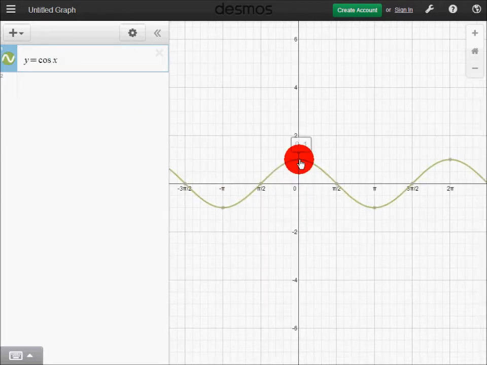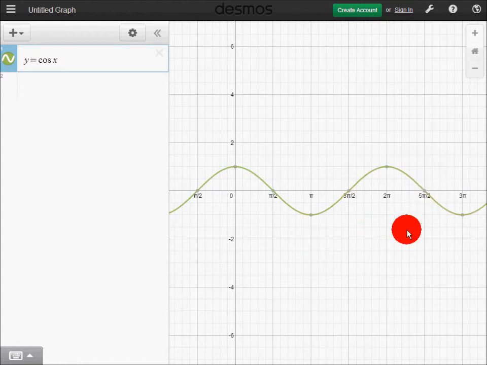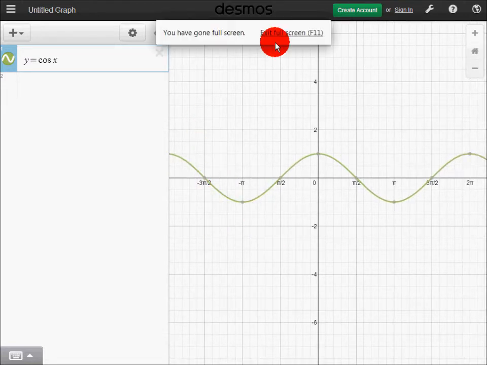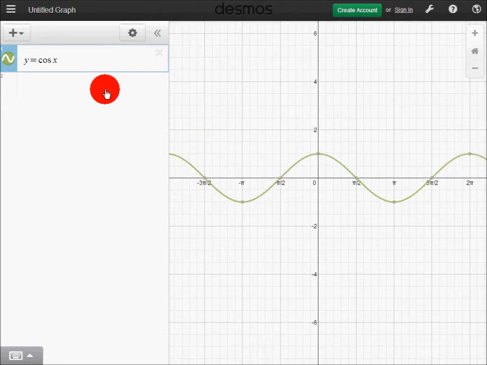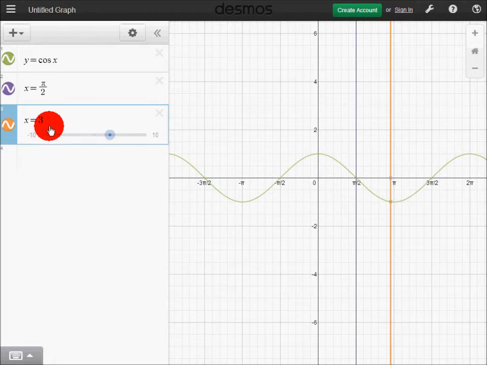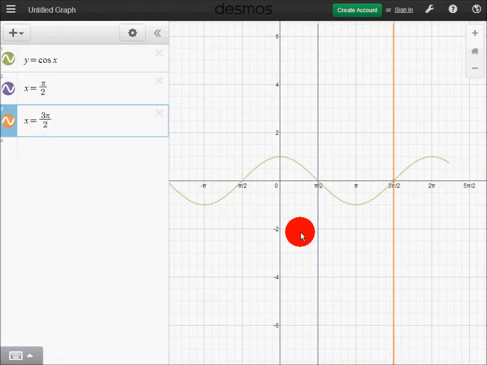So you can see cosine is 0 at pi over 2, at 3 pi over 2. If we moved over, at 5 pi over 2. We're going backwards, negative pi over 2, negative 3 pi over 2. So at these points, you are going to have asymptotes. For example, if you want to graph the asymptotes first, that's a good idea. So let's put x equals pi over 2, and you see this purple line. We can create another asymptote at x equals 3 pi over 2, and you see that orange vertical line. So you're going to have asymptotes there.